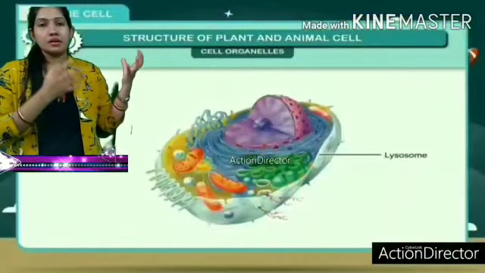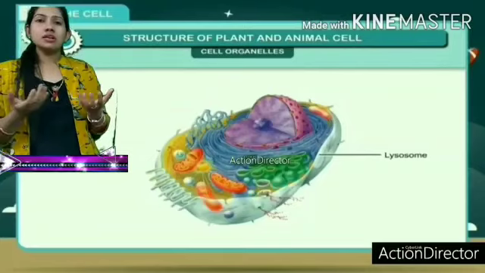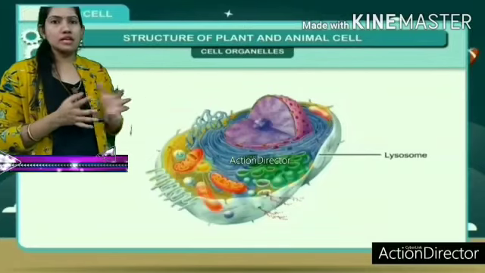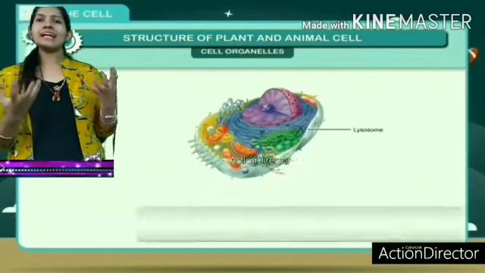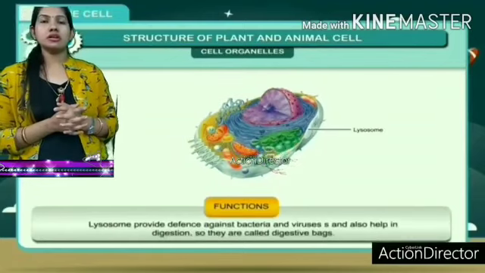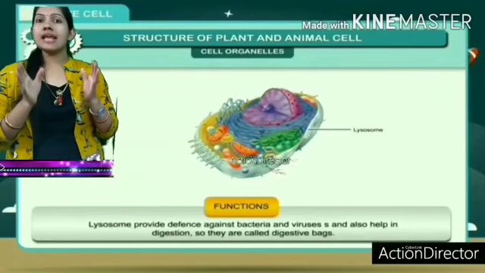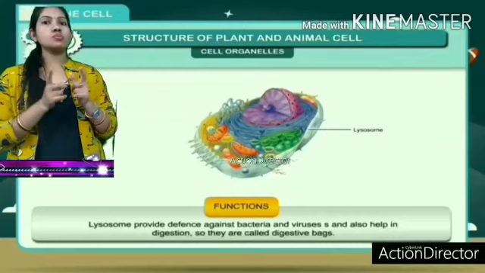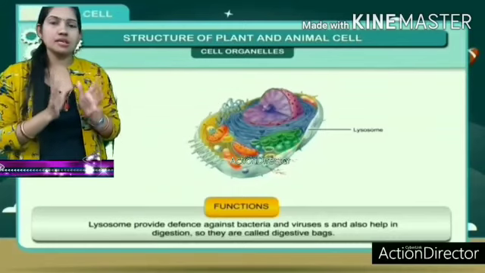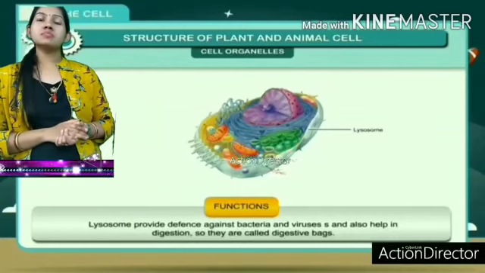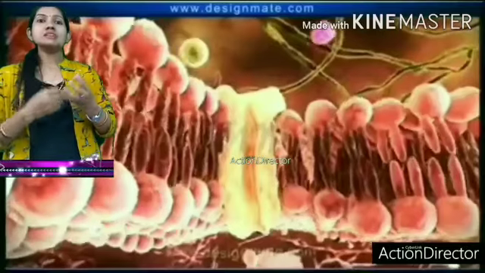This is the work of my Golgi bodies. The next cell organelle we can talk about is the lysosomes. Lysosomes are actually sac-like, or bag-like, structures. They are present only in animal cells. Remember, lysosomes are present only in animal cells, and lysosomes contain some digestive enzymes.